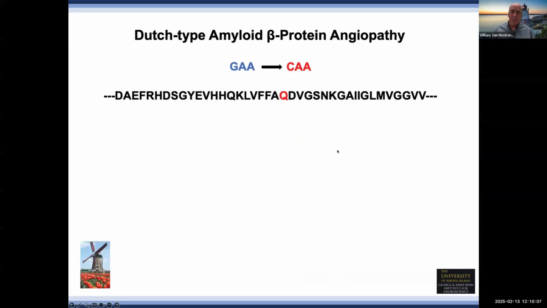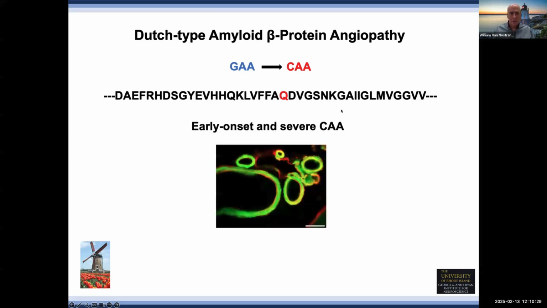Probably the most recognized form of familial CAA is known as Dutch type CAA. This results from a point mutation in the APP gene that results in a change in the codon coding for what normally is a glutamic acid residue at position 22. It is now replaced with a glutamine residue at position 22. Patients with this mutation develop early onset and severe CAA.